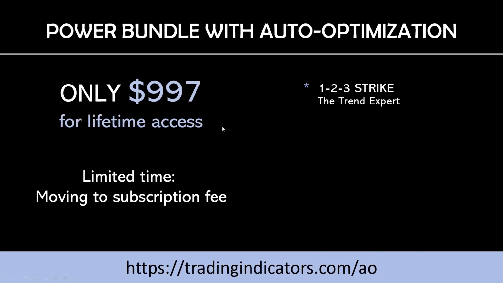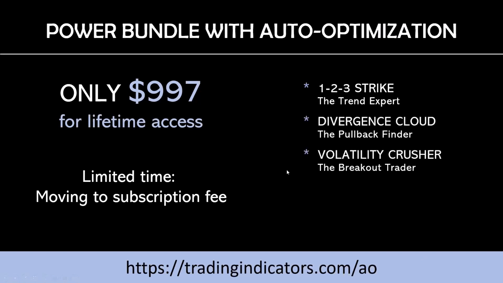Go there and you get more information about each of the indicators included, which is 1, 2, 3 strike, divergence, cloud, and volatility crusher. 1, 2, 3 strike being our trend expert, divergence, our pullback finder or reversal finder, and volatility crusher, our breakout trader. And as you can imagine, as I mentioned before, they are all equipped with the statistics right on the chart, as well as the big new feature, the auto optimization functionality. All right, so this is the offer.